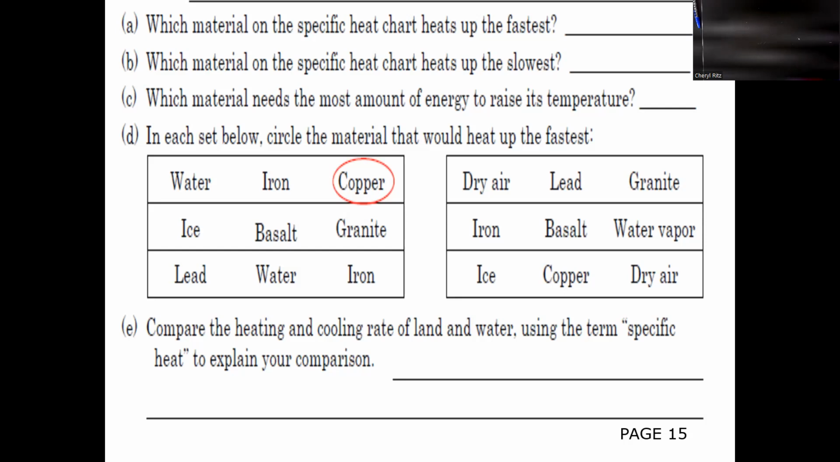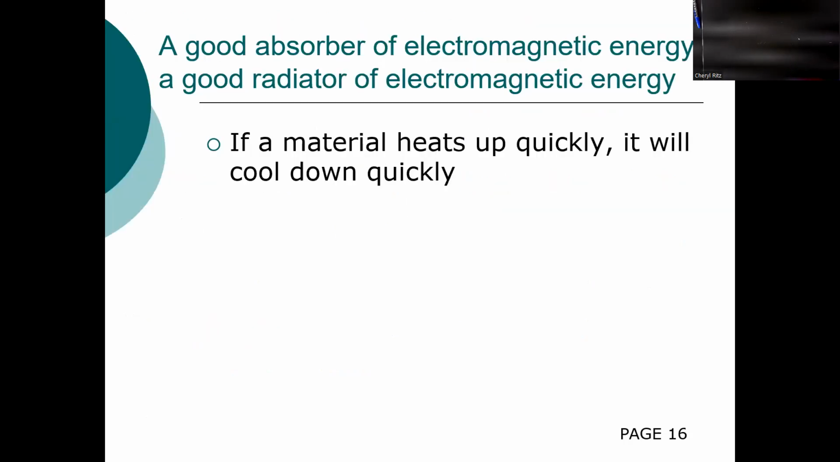Now what's radiator mean? It gives off heat. But you said it cools faster also, which means... You guys got this. It is so easy. So what does that fancy sentence mean? A good absorber of electromagnetic energy is a good radiator of electromagnetic energy. It means if that material heats up quick, it cools down quickly too, like the land. Heats up quick, cools down quick, unlike the water, which heats up slow and cools down slow. So that's at the top of page 16.